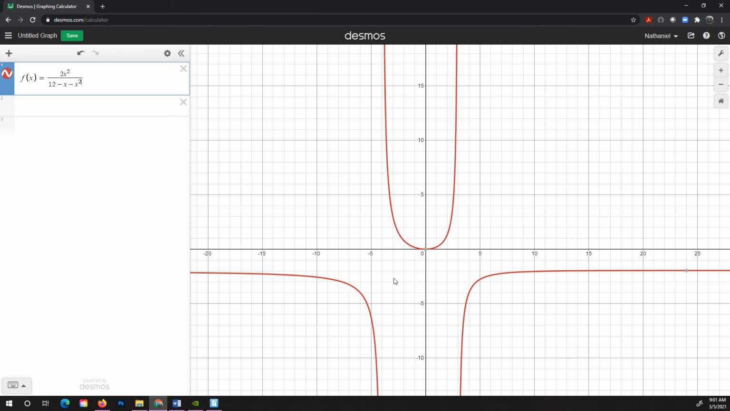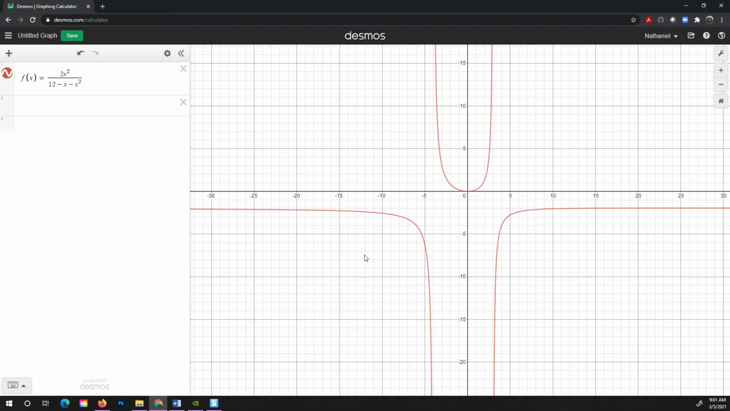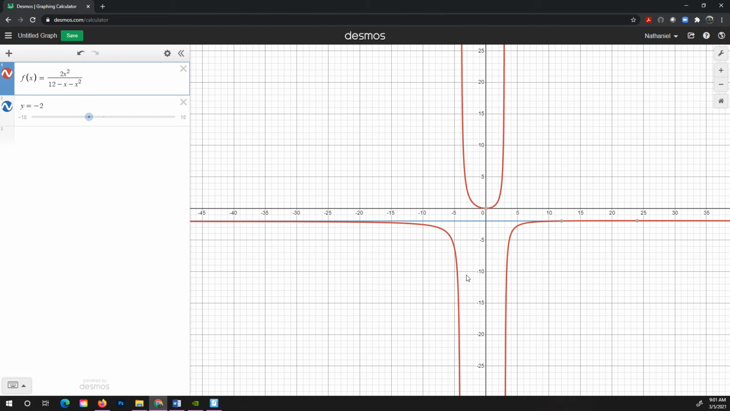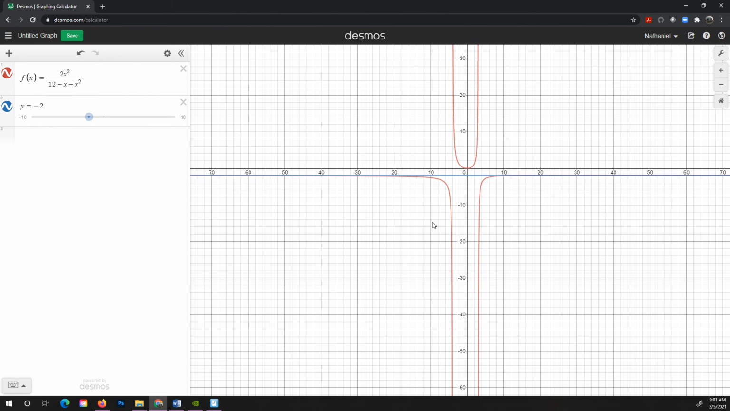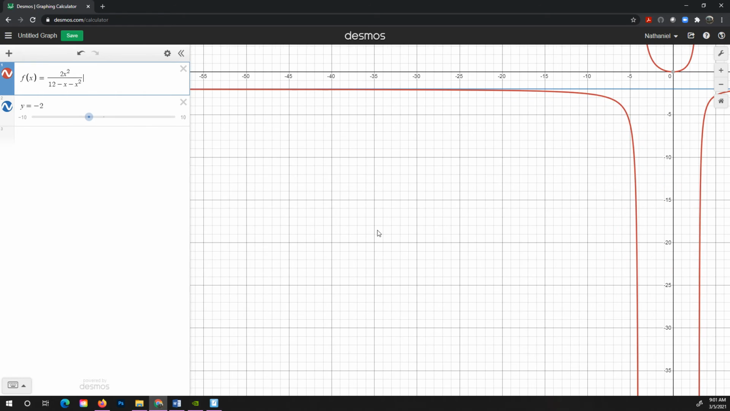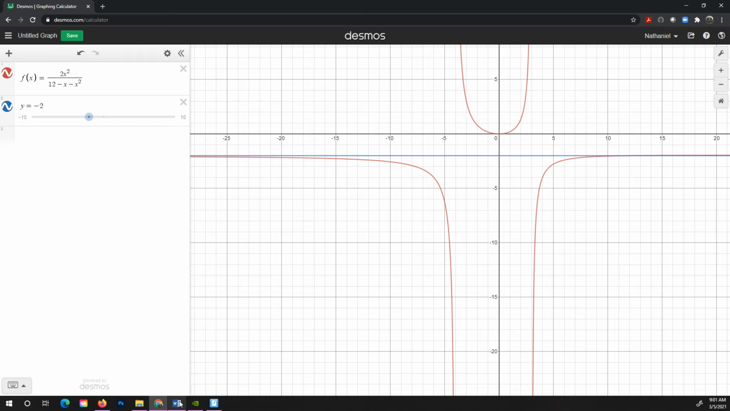And if we zoom out, we can see, or might as well just put it in there, if we go y equals -2, we can see that the further we pull out, the more that function is going to look like our blue line. So I feel pretty confident in that answer.